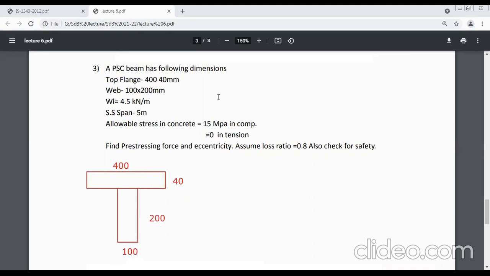So this is the top flange. This 200 is the web size. This one is the web size.